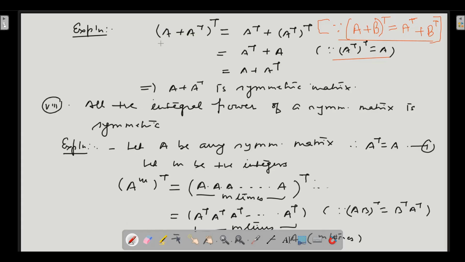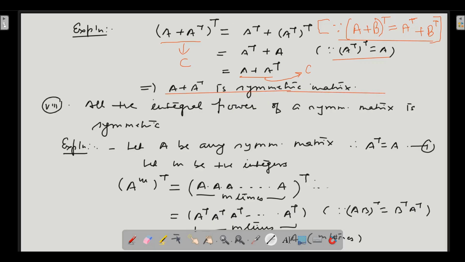Now have a look at this. Let us consider that A plus A transpose is equal to a matrix C. Then C transpose is equal to C. What does it mean that C transpose is equal to C? It implies that C is symmetric. But C is equal to A plus A transpose. So A plus A transpose is a symmetric matrix. In this way, we have successfully proved that A plus A transpose is a symmetric matrix.